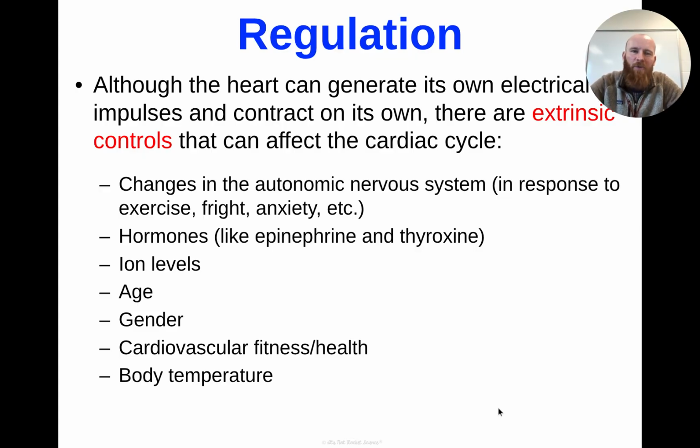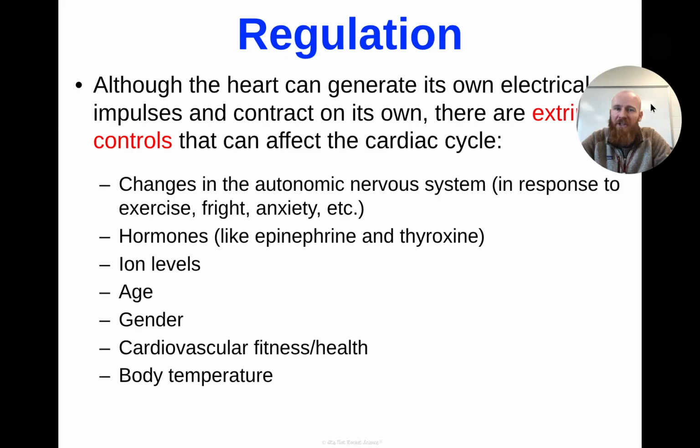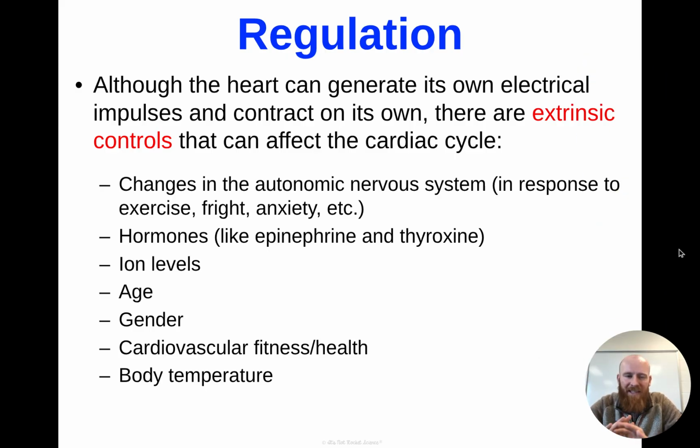And then finally, guys, we're going to close up this whole concept here. I know this has been 2 very long parts relative to others, but a lot of good information. We regulate this entire process that we've just discussed, even though the heart is perfectly capable of generating its own impulses, contracting on its own at a resting state, let's say. But there are extrinsic controls that would require us to change the overall pace of our cardiac cycle to either increase it or decrease it.